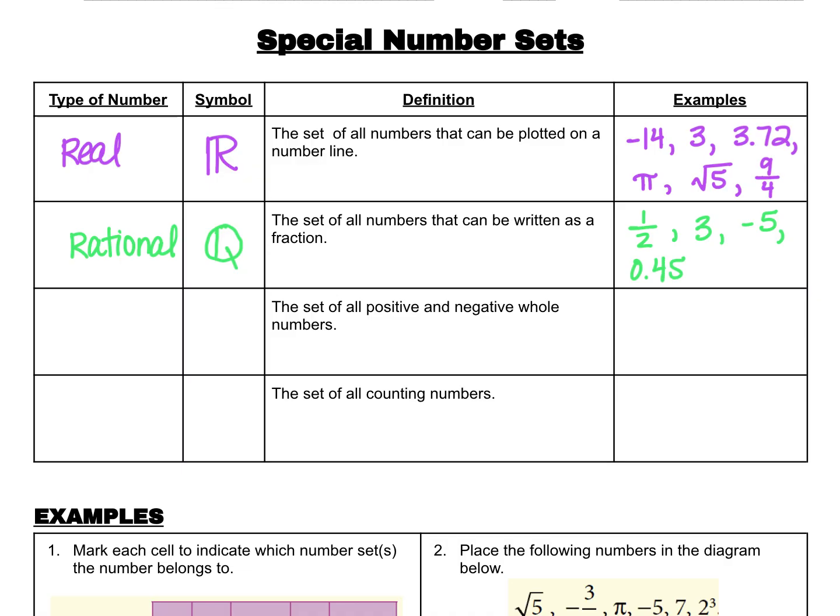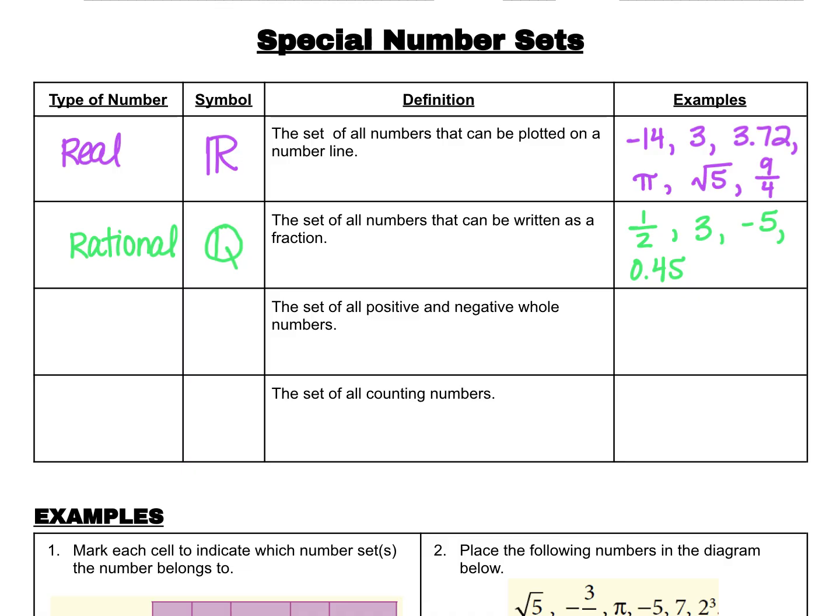So as long as you can take a decimal and turn it into a fraction or write any number as a fraction, that is where we get and we call it a rational number. It doesn't have to be written as a fraction in order to be classified as rational, as long as it can be written as a fraction, okay?